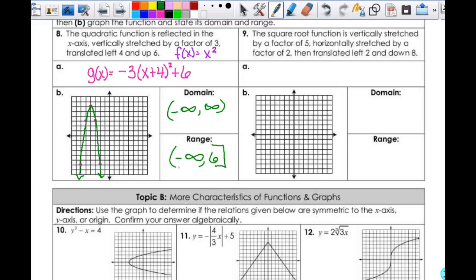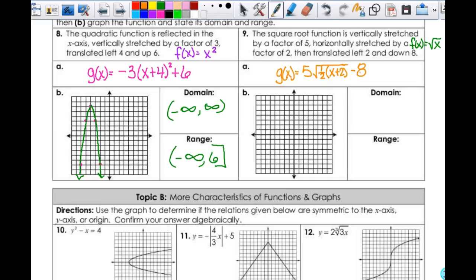Okay, square root function is vertically stretched by a factor of 5, horizontally stretched by a factor of 2, then translated left 2 and down 8. So my f of x is the square root of x. G of x equals, so it's vertically stretched by a factor of 5, so the 5's on the outside, square root, horizontally stretched by a factor of 2, which means it's multiplied by 1/2 in here, translated left 2, so this is x plus 2, and then down 8, so minus 8.